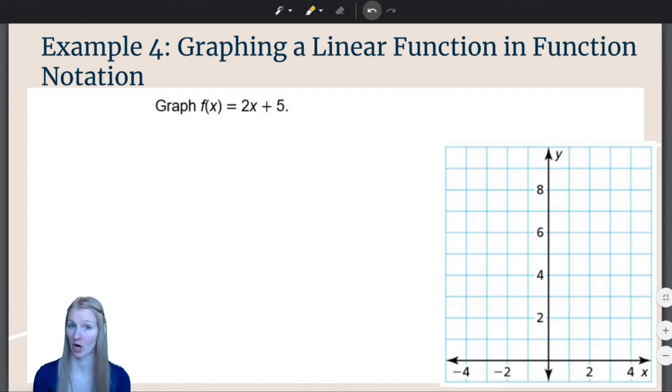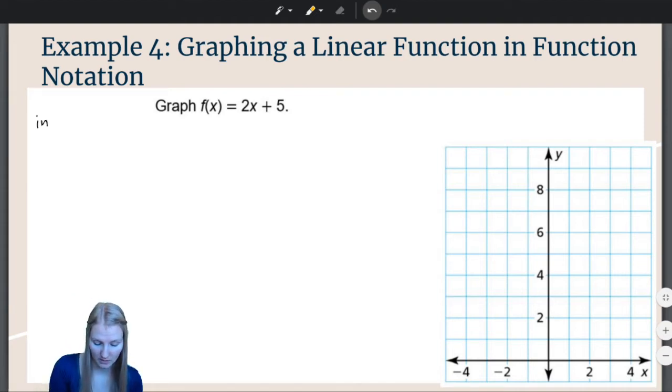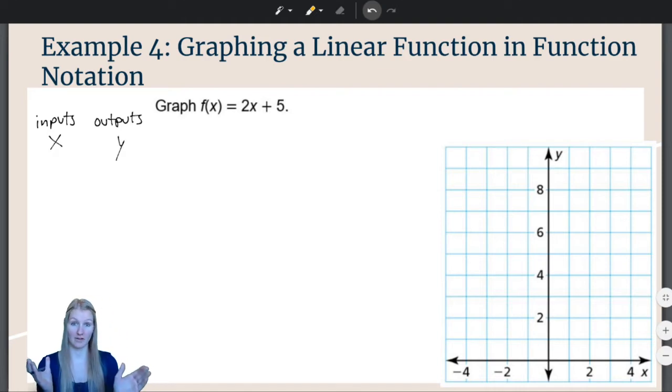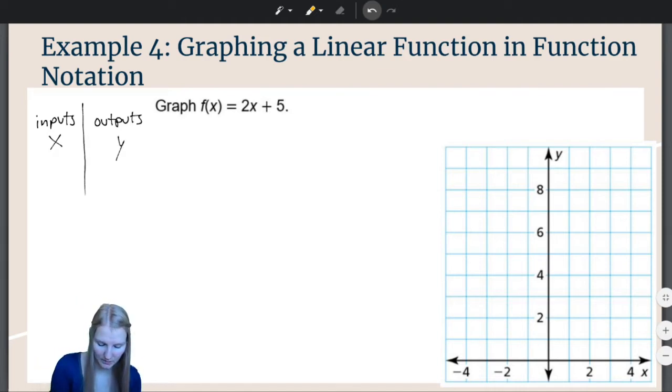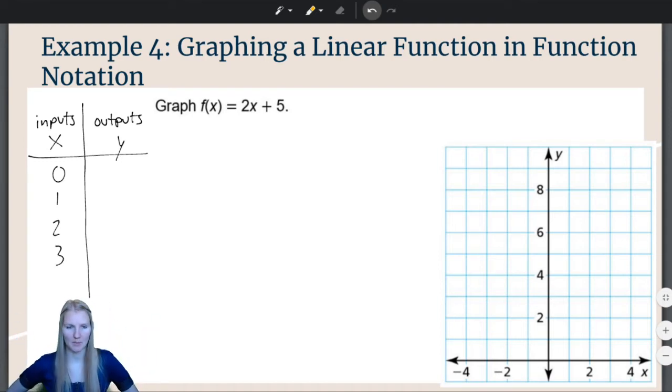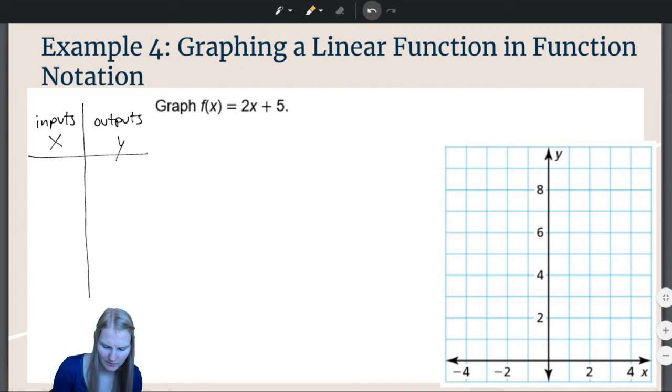So, graphing a linear function in function notation. Here's what we're going to do. We're going to take a table of inputs, or x values, and outputs, y values. And we're going to make a table. We get to pick whatever numbers we want. Let's just pick some easy numbers. And let's do a negative number too, though. Let's do -1, 0, 1, 2, 3.